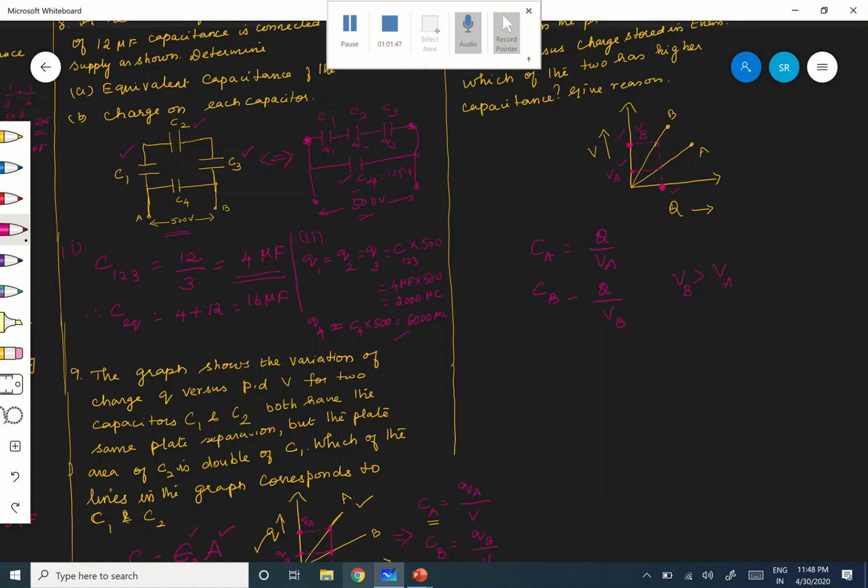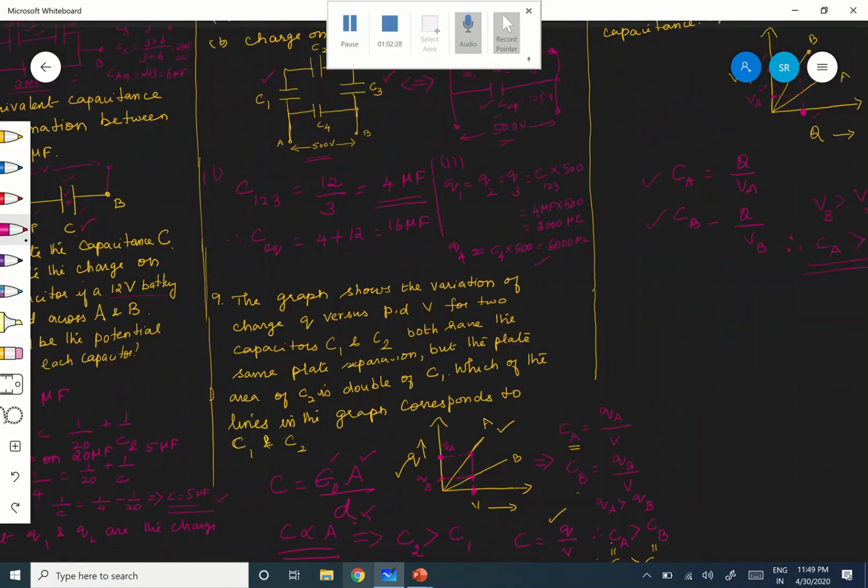Therefore, CA will be more than CB. Are you following? For the same Q, the potential is different, VA and VB. Therefore, I can find out the capacitance. CA is equal to Q by VA, CB is equal to Q by VB. And here VB is larger than VA, therefore, definitely CA is larger than CB. Hope you are following, children. Okay, right.